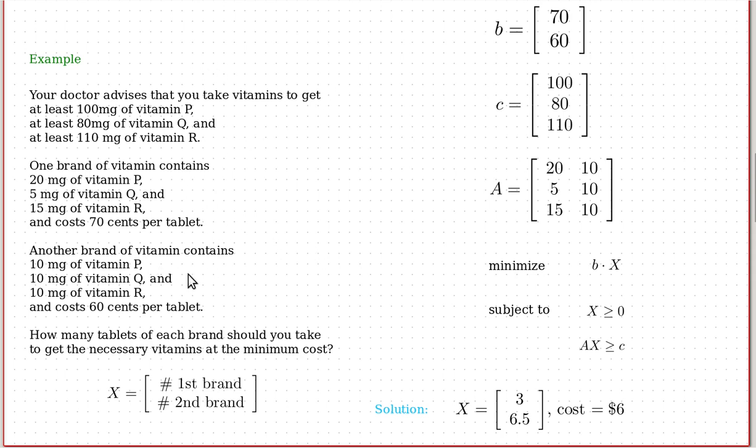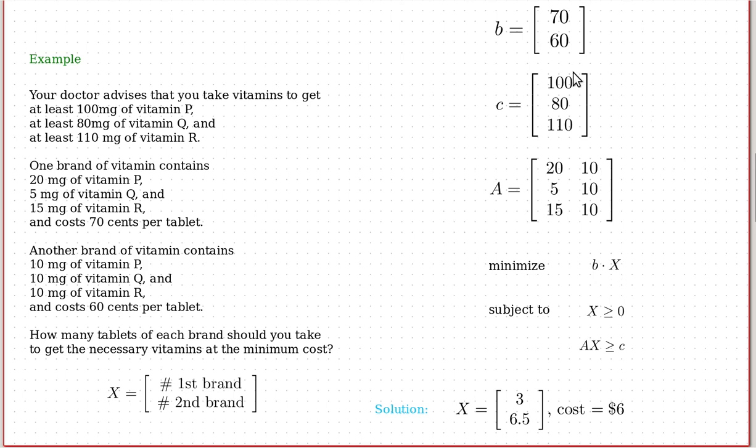Okay, so now our unknown vector x is a column vector where the first entry is how many tablets of the first brand we will take, and the second entry is how many tablets of the second brand we will take. And then the objective vector b consists of the prices of the two tablets, right? So the first brand is 70 cents per tablet, the second brand is 60 cents per tablet. So our goal here is to minimize the dot product b dot x, right? The price times the quantity of each tablet.